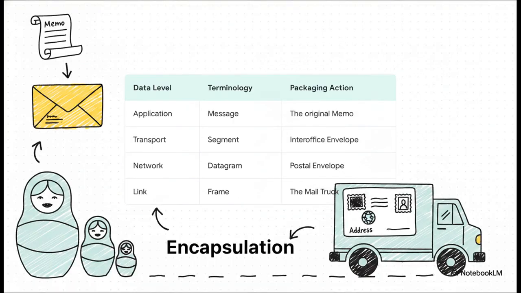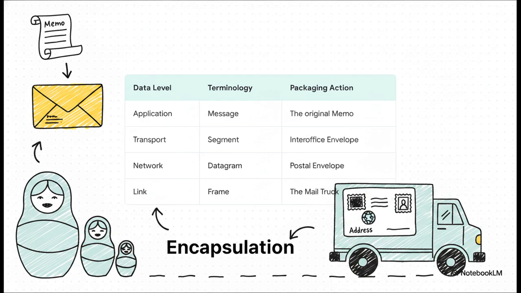Let's map this analogy onto the actual technical terms. At the application layer, your raw data is called a message. Think of this as the original written memo. When it drops down to the transport layer, it becomes a segment. This is like slipping the memo into a yellow inter-office envelope with the recipient's name and department jotted on the front. Next, it moves to the network layer and becomes a datagram.